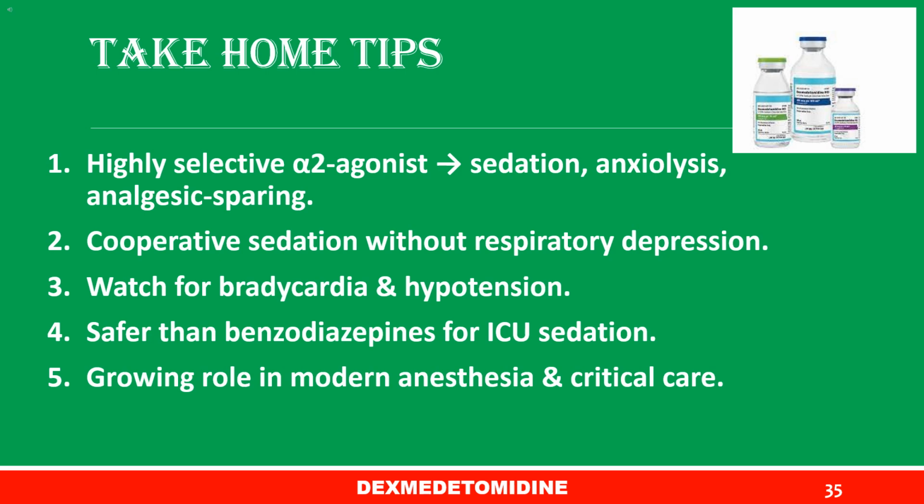Take-home tips on dexmedetomidine. 1. Highly selective alpha-2 agonist leading to sedation, anxiolysis, analgesic sparing. Dexmedetomidine targets alpha-2 receptors causing sedation, lowers anxiety, and reduces need for pain meds. 2. Cooperative sedation without respiratory depression. Dexmedetomidine sedates patients who can still cooperate and breathe normally. 3. Watch for bradycardia and hypotension. Be careful of slow heart rate and low blood pressure with dexmedetomidine.